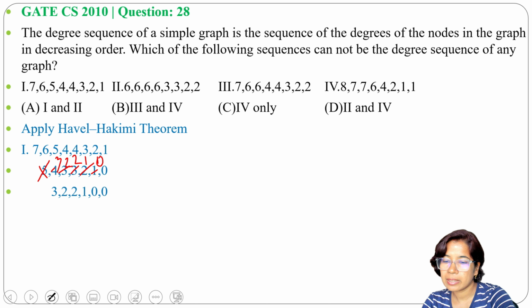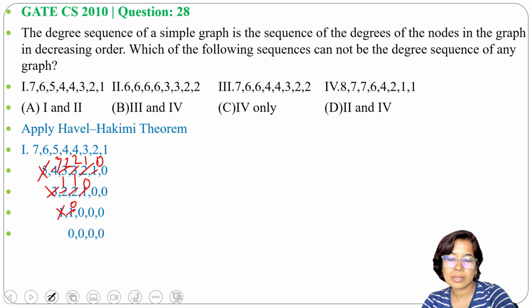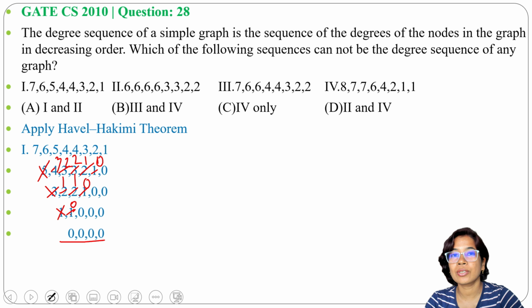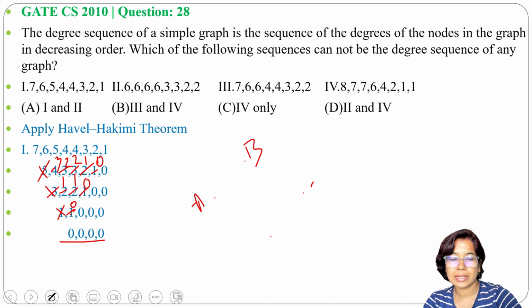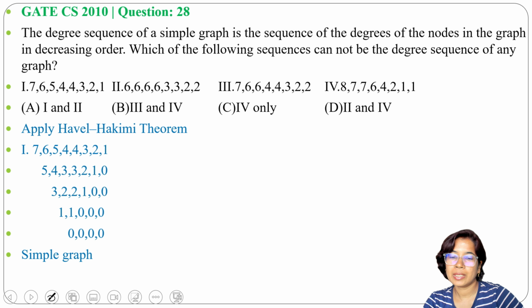Next we'll remove this 3 and the next 3 degrees will reduce by 1. So this will be 1, this will be 1 and this will be 0. So we got 1, 1, 0, 0, 0. Now we'll remove this 1 and this 1 will reduce to 0. So we got 4, 0, 0 and this is the degree sequence of a simple graph. You can draw 4 vertices, let A, B, C, D. This is a simple graph, right? There is no self loop, no multi-edges. So the first degree sequence is a simple graph degree sequence.